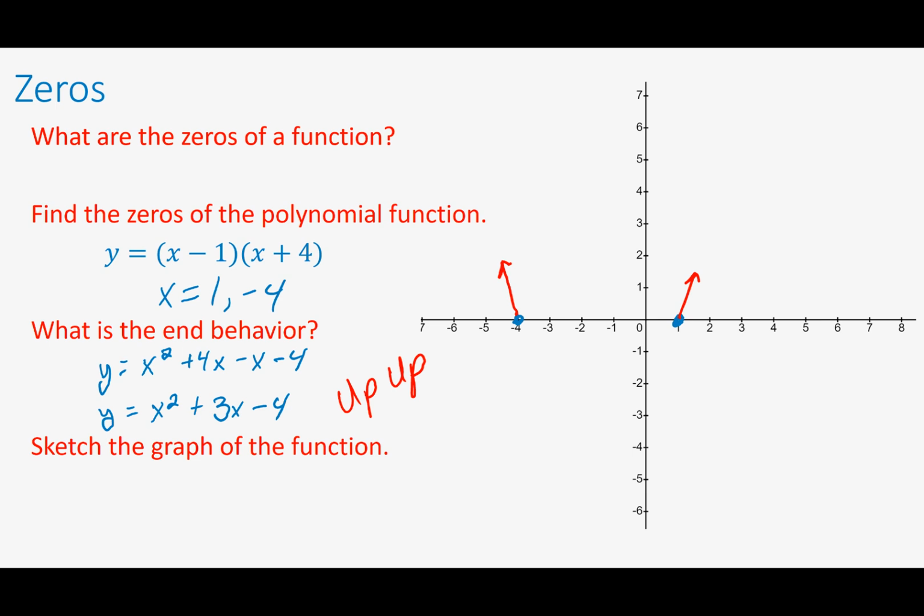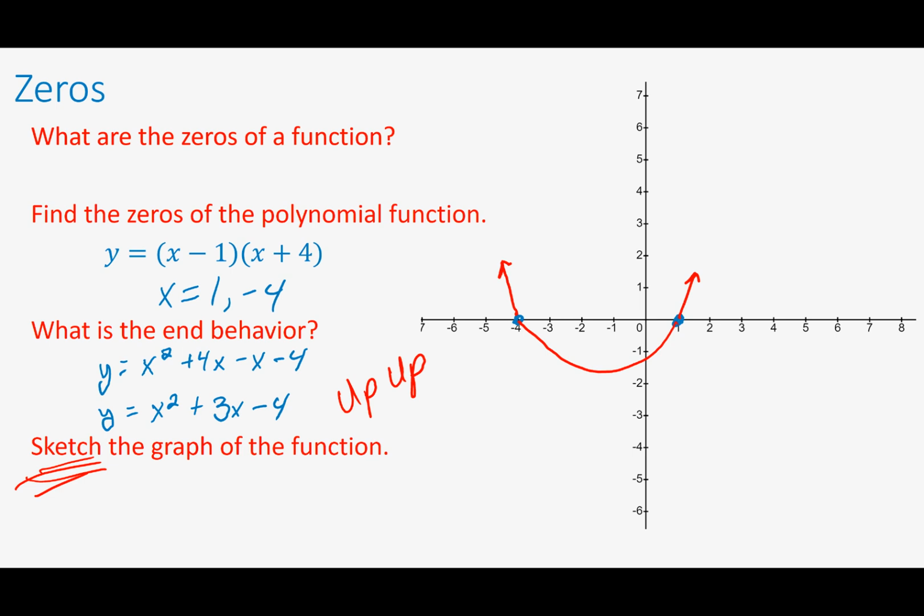And if those are my only 2 points, and it was going up and up, this had to have dropped down, and my graph would look like that. Okay, I'm not so much worried about the vertex. I'm just asking for you to sketch it. I'm looking that the zeros are correct and that the end behavior is correct. So I know this is just a quick sketch.